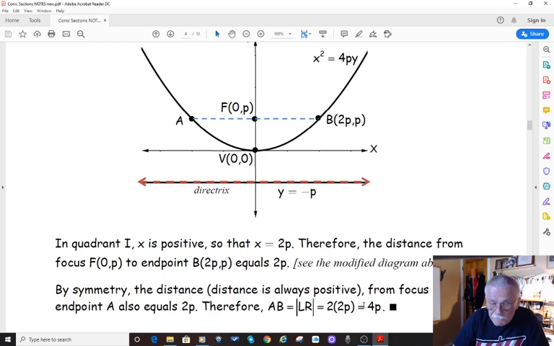So we're going to stop here. There is a problem set take home on the parabola. It's due on Friday, the end of the week, and then the next video that I do will be on the ellipse.